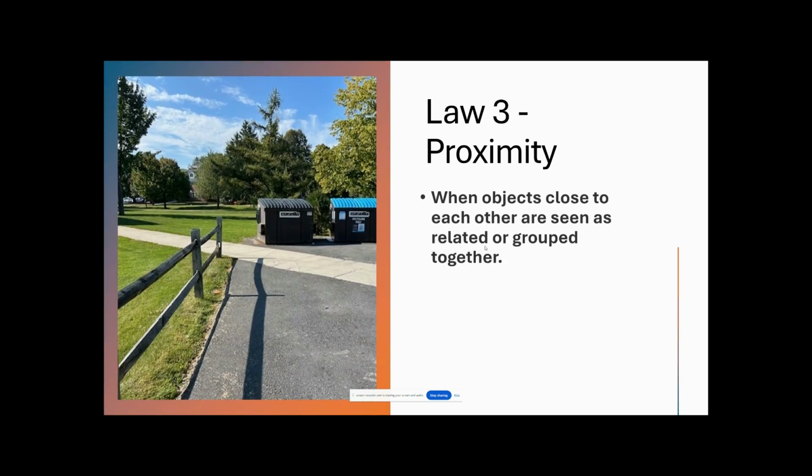Law 3, proximity. This is when objects are close to each other and are seen as related or grouped together. Right, so I'd say a fairly common example of this would be a trash compost and a recycling compost. Two very different things. They both serve incredibly different purposes. Yet, because they're close to each other, we group them together. And this is where we take our compost out.